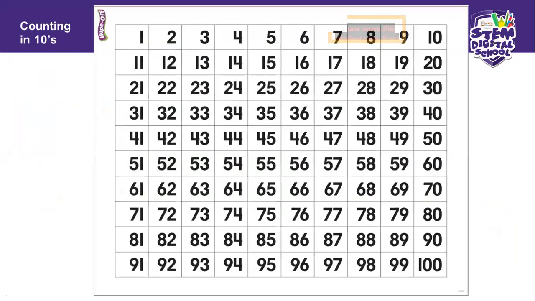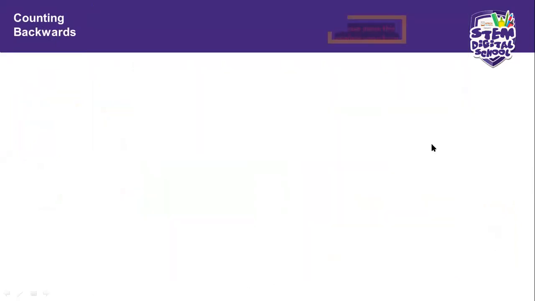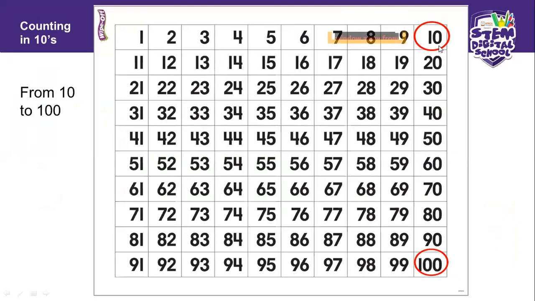Now we do our number gymnastics, hey? We are going to count in tens. We are going to count from 10 there. Look at my cursor. 10, 20, 30, 40, 50, 60, 70, 80, 90, 100. That's good. Well done.